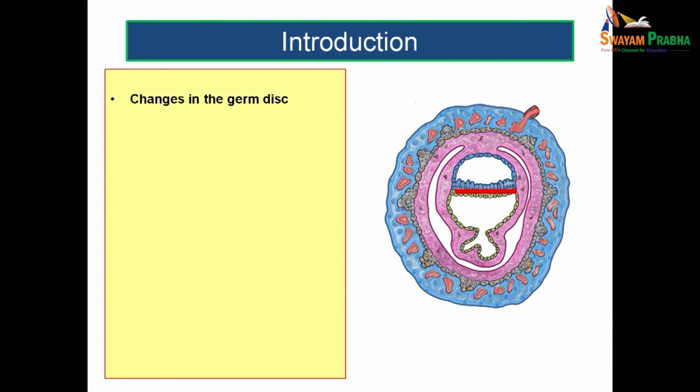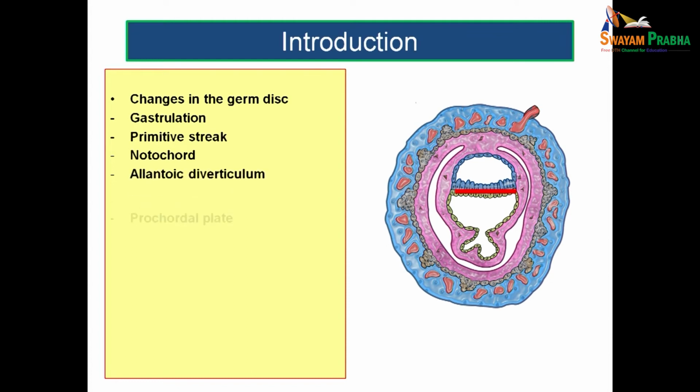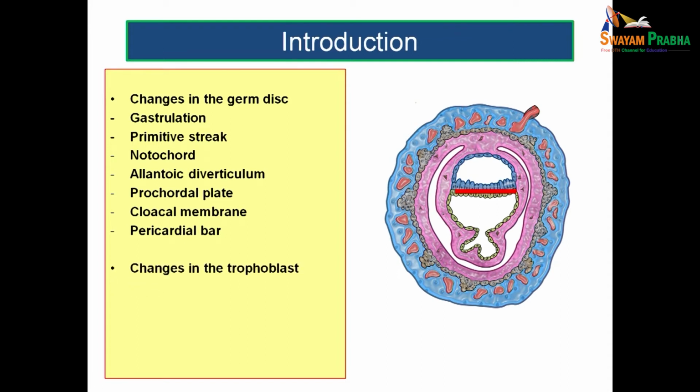So, in this session we will be seeing the details of the changes happening in the germ disc under the following headings: gastrulation, the formation of primitive streak, the formation of notochord, the formation of allantoic diverticulum, the formation of procaudal plate, the cloacal membrane, how is it formed and what is the fate of the cloacal membrane, and pericardial bar. So, these are the changes which you expect in the germ disc.